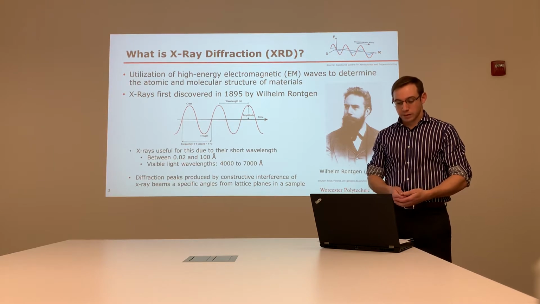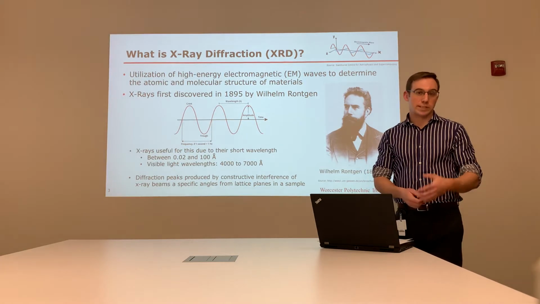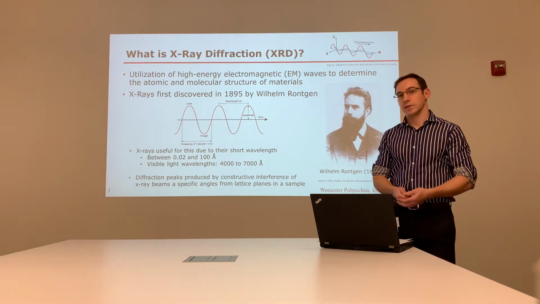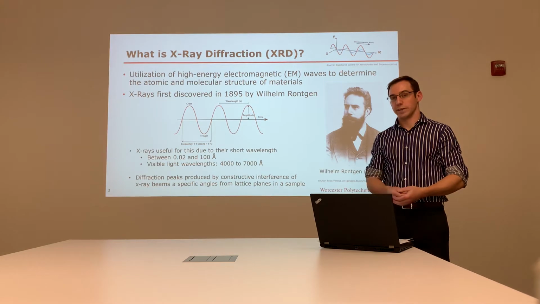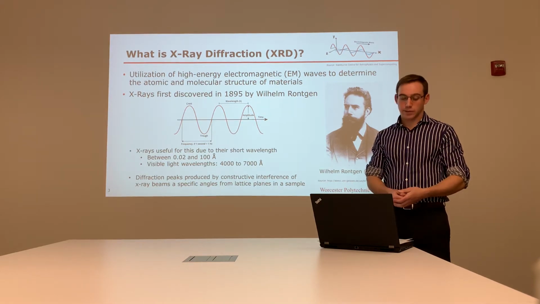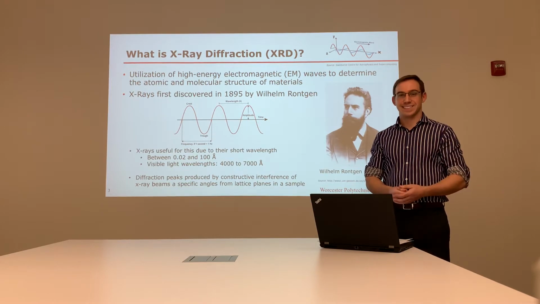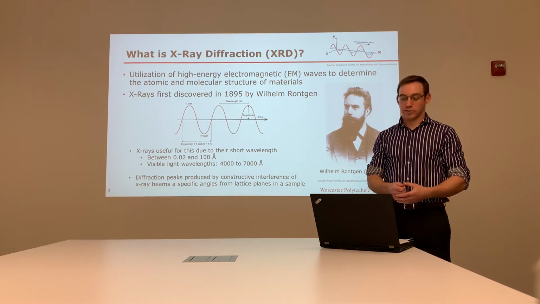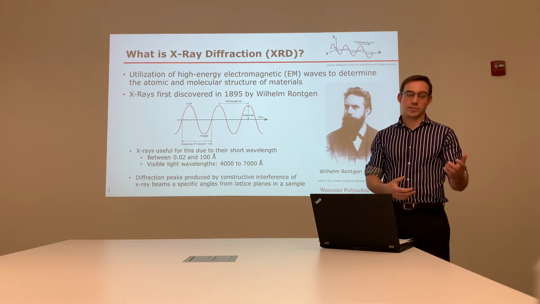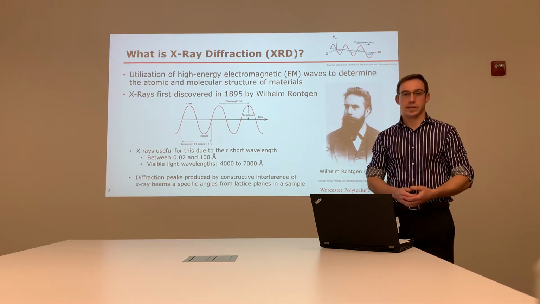X-rays differ from, for example, visible light because their wavelength is much shorter and they therefore have a higher frequency. The wavelength of X-rays is anywhere between 0.02 and 100 angstroms, whereas for visible light it's around 4,000 to 7,000 angstroms.